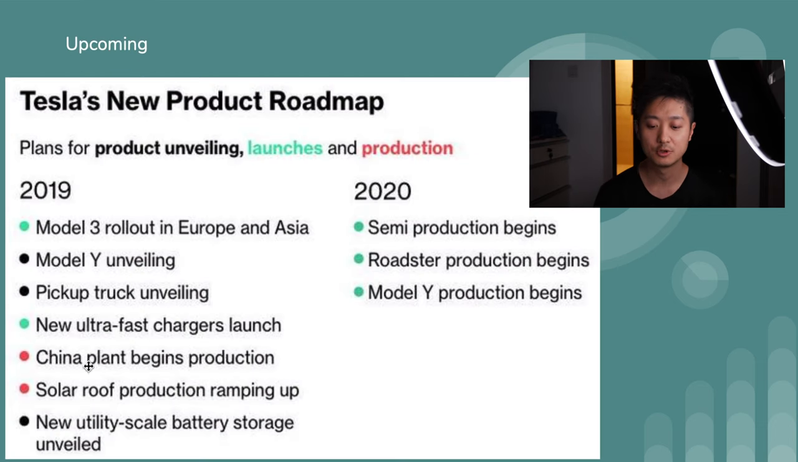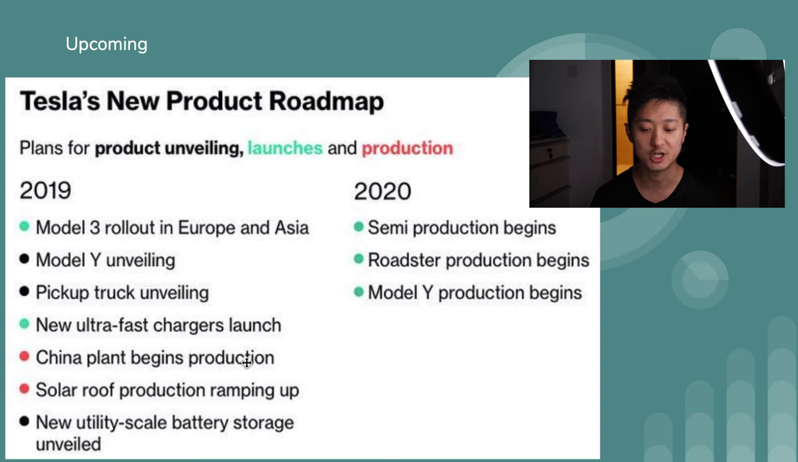So upcoming, mostly in 2019, mostly everything is done. The Model 3 is in Asia and Europe, now in Australia. Model Y unveiled. The only thing left not done over here is the pickup truck unveiling. Tesla has no rush for this because they currently cannot make enough batteries for their Model 3 alone. So for them delaying the pickup truck unveiling, I actually don't blame them on that. So that's towards the end of the year. I see this coming up towards, I think, November or December.